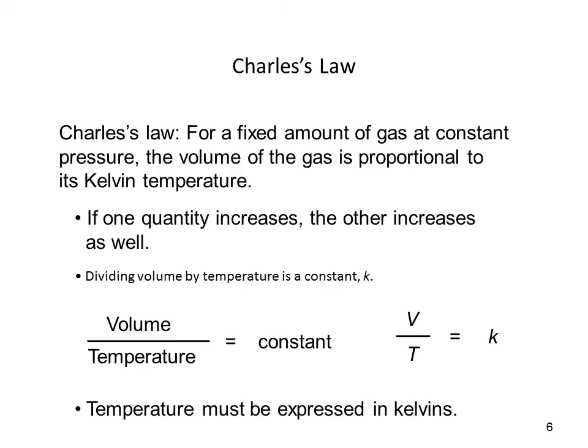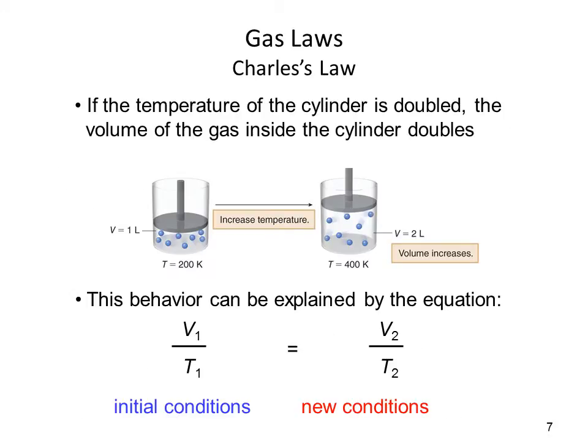There's Charles' law, in which we say volume and temperature are proportional. What that means is that as temperature increases, so does volume. And we can write this little equation, volume over temperature is equal to K, a constant, if we want. But it's much easier to look at it this way: volume 1 over temperature 1 is equal to volume 2 over temperature 2, or volume divided by temperature is equal to volume divided by temperature at new conditions.